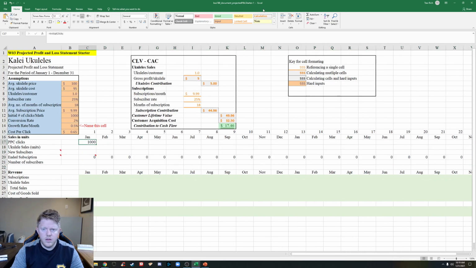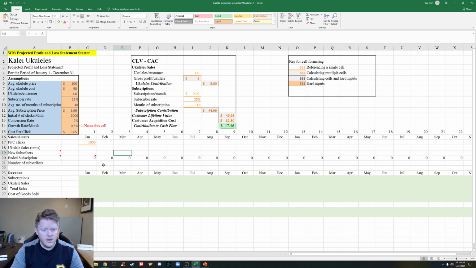There we go. This is linked. Okay, so what we're going to do in February is say equals previous month times 1 plus the growth rate, correct? Growth rate a month.